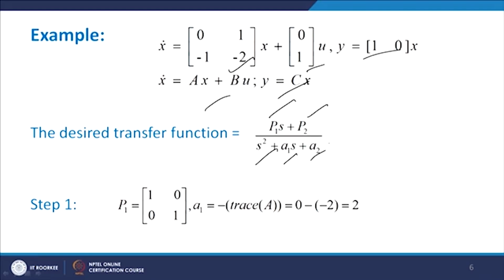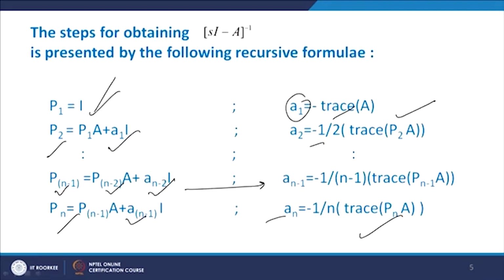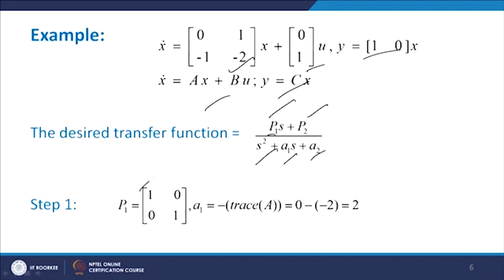Now, how to get P1, how to get P2, how to get A1 and how to get A2? Now, P1, you just see the first step. P1 equals I, that is the identity matrix. So, you will find that this P1 we have taken as [1 0; 0 1]. Now, to get A1, how do you get A1?